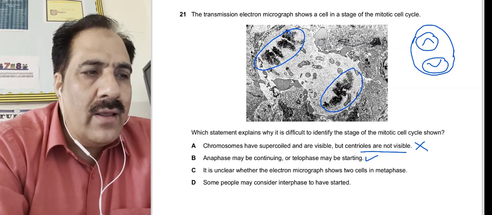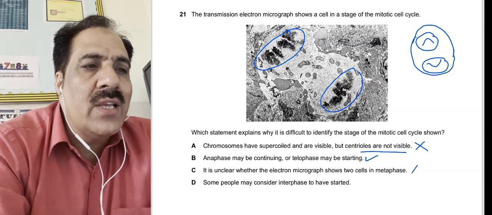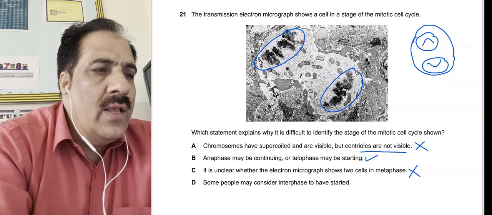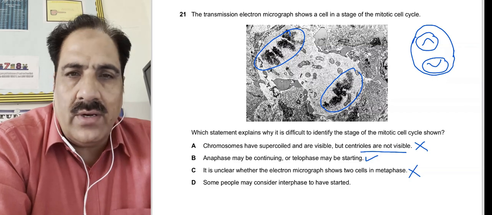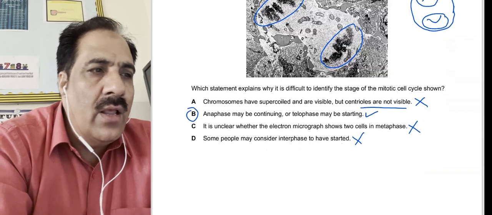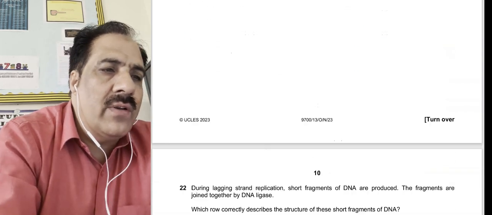It's unclear whether the electron micrograph shows two cells in the metaphase. We cannot see two cells here, so this is also wrong. Some people may consider interphase to have started. In case of interphase, the cell has a nucleus, and a nucleus is not visible in this cell. So option B is the correct one.